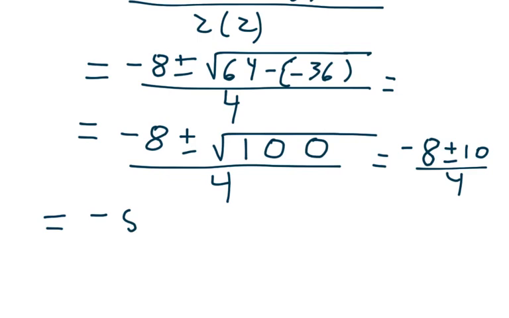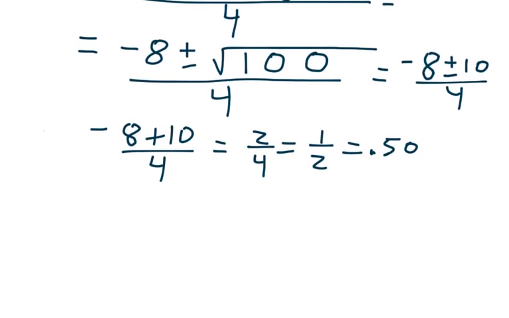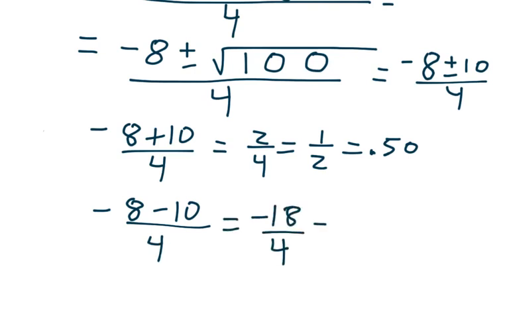So we get negative 8 plus 10 over 4. This is one of them. The first one is going to be 2 over 4, which is a half, 0.50. The other one is going to be negative 18 over 4. So here what we get is negative 4.50. So now we're ready to actually sketch this thing.